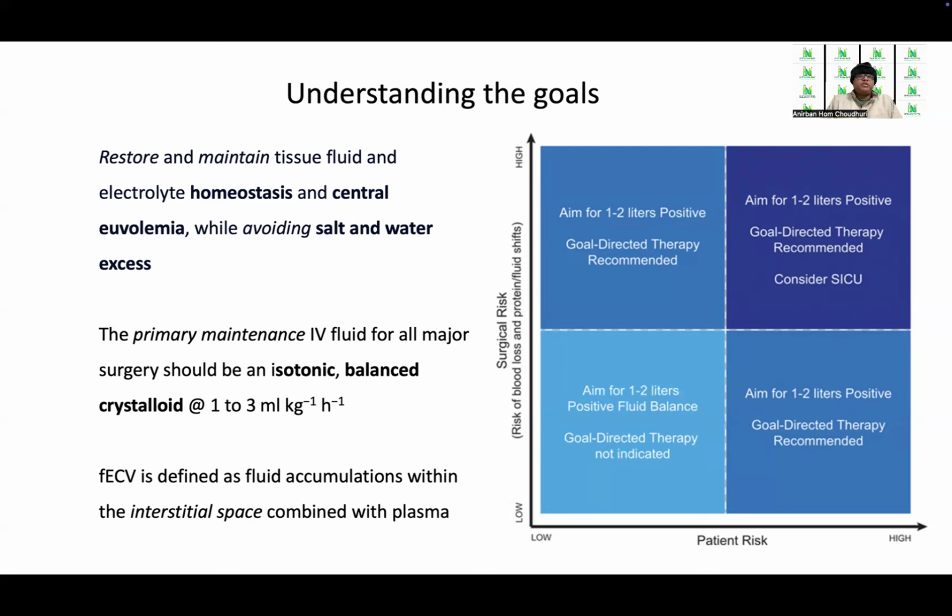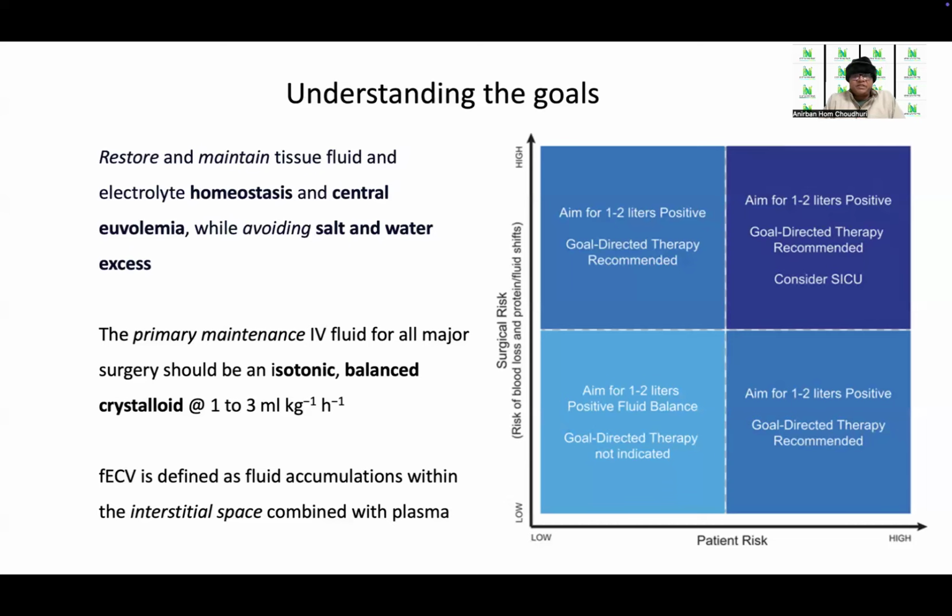The primary maintenance IV fluid for all major surgery should be an isotonic balanced crystalloid. Why so? Because then the distribution of the fluid will be in concurrence with the distribution of water, so that the spread of fluid will go primarily to the intracellular and the intravascular compartment, with a lesser amount going to the interstitial spaces. And the functional extracellular fluid volume, defined as fluid accumulation within the interstitial space combined with plasma, has a very limited role because it is usually not disturbed until the endothelial glycocalyx is affected or disintegrated.